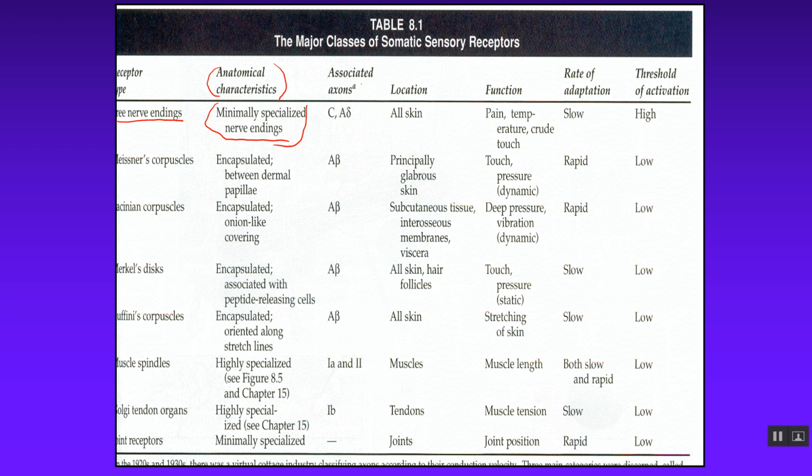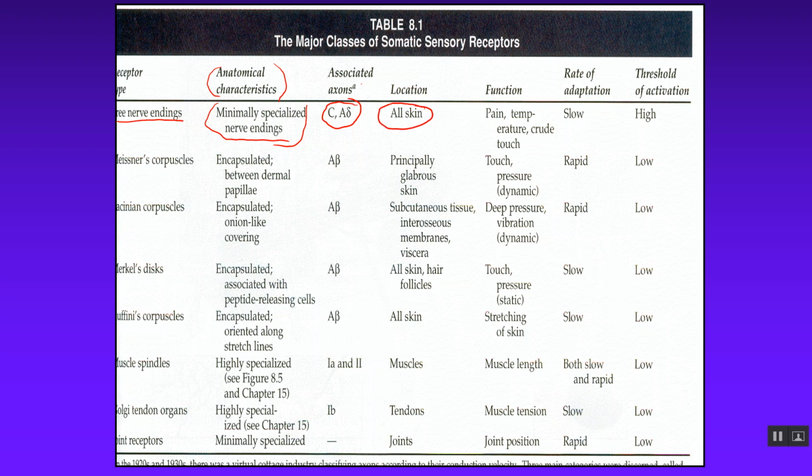What are the associated axons? When you stimulate a free nerve ending, it's going to get sent up what type of peripheral axon? It's going to either be a C or an A delta. That's the classification of axons. The C's are slow, A deltas are a little faster. They're called fast pain, but they're not that fast compared to some of the other, like 1A's and 1B's. Remember, that's like 2 meters per second and 45 meters per second.